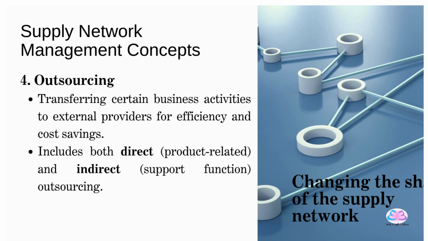The first one is direct outsourcing. This relates to product-related activities. For example, a car manufacturer outsourcing the production of electronic components to specialized suppliers. The second is indirect outsourcing. This involves support functions that are not directly tied to production, such as IT services, human resources, and customer support. Now, why do you think companies outsource?